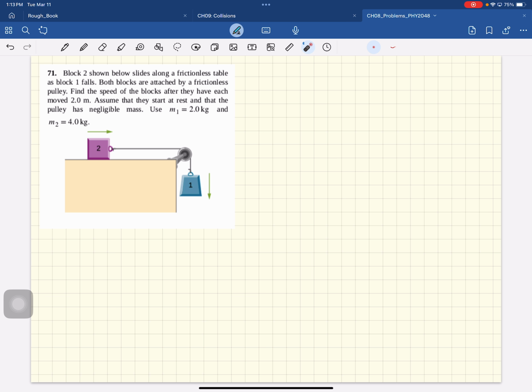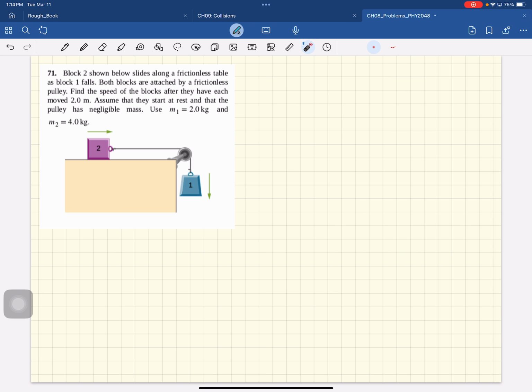Okay, this problem says block 2 shown below slides along a frictionless table as block 1 falls. So there's no friction. That means non-conservative forces are absent. This block falls, its gravitational potential energy is changing. Find the speed of the blocks after they have each moved 2 meters.